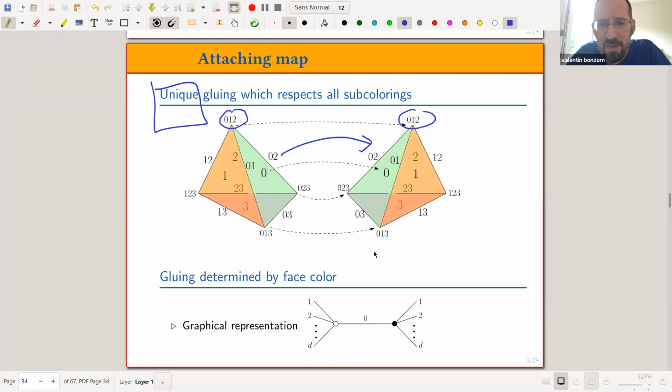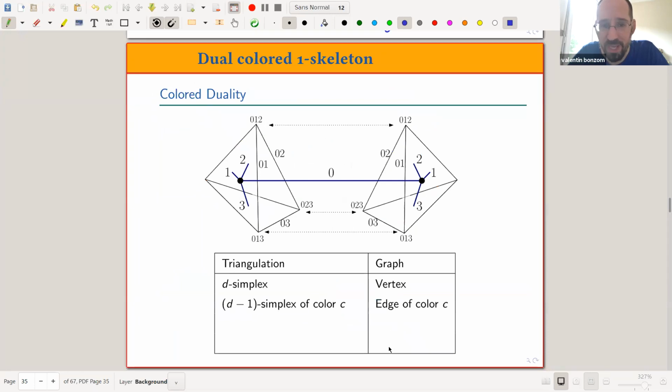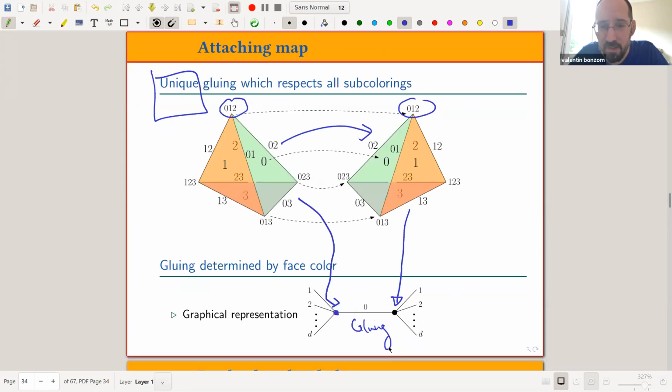So because the gluing is uniquely defined by the color of the faces, you can just say, okay, let me represent my tetrahedra by vertices. So I have 2 tetrahedra, I draw vertices, and I say, okay, when they are glued along the triangle of color 0, it means that I draw an edge of color 0. So here it's the gluing. Basically, instead of drawing tetrahedra, which would be a nightmare, I can just focus on the gluing. I can just focus on the graph, okay?